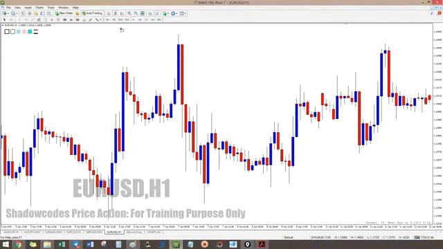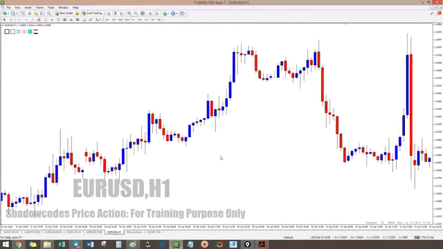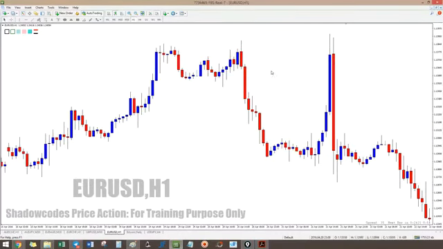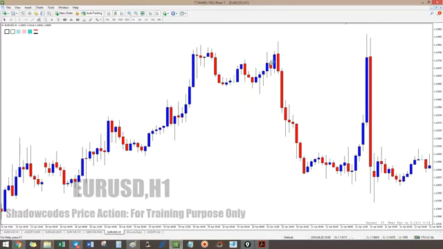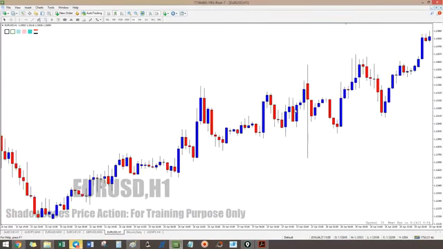So our rally base drop is over here. Okay. This is our rally base drop. Okay, rally base drop. Look. Rally base drop: 2 bull candles, 1 bear candle. Okay. Let's find another one. This is not it, because we got another one. It is a rally base drop, but I just don't want it to be confusing.